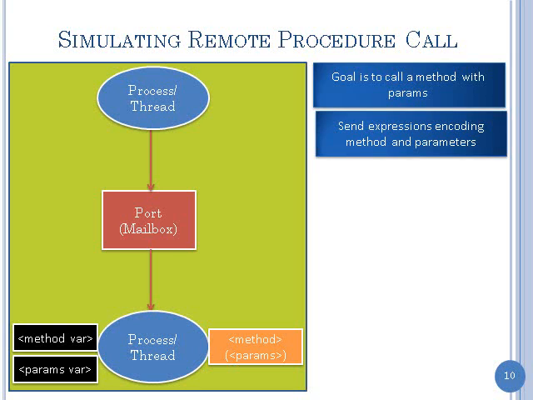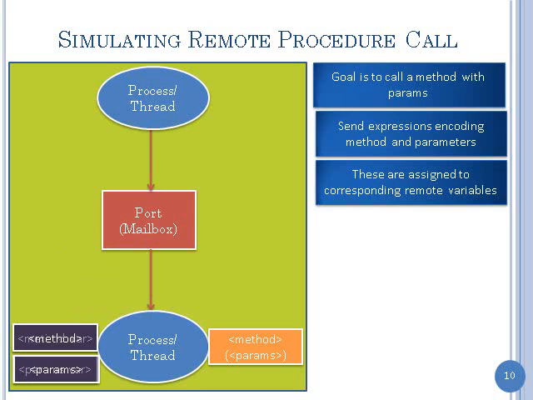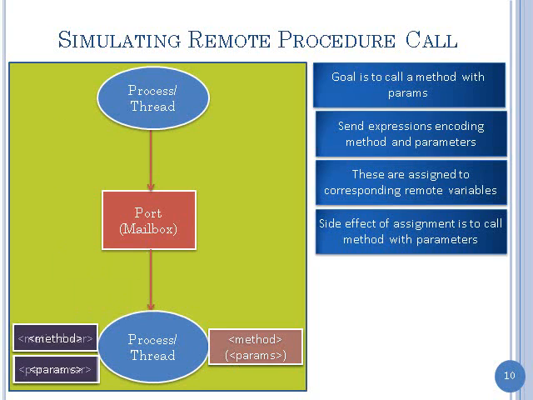So send expressions, encoding methods and parameters. Okay, so you send the data, you assign them to variables, and when they get assigned to variables, the side effect is that you invoke the method. Okay, and so I can do it. So why not just provide remote assignment when you can simulate one with the other? Well, you have to do some more work, right? Maybe I can write a library routine to do so. In fact, Sun RPC, which was one of the first practical RPC systems, was really a library to do that.